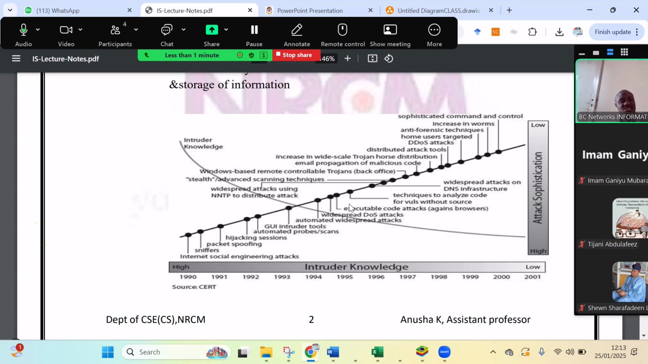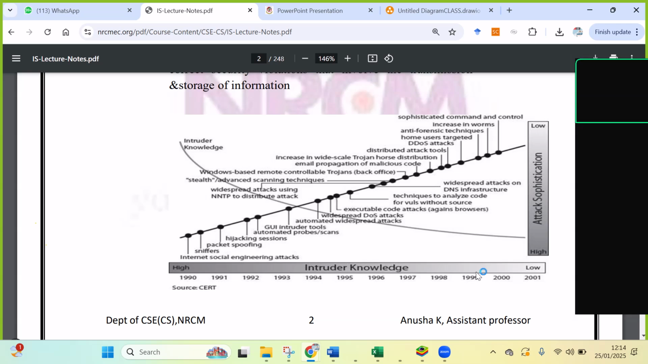Then we have the attack surface migrating to executable code, denial of service, and distributed attack tools, which began to emerge in 1998 to 1999 from this framework.